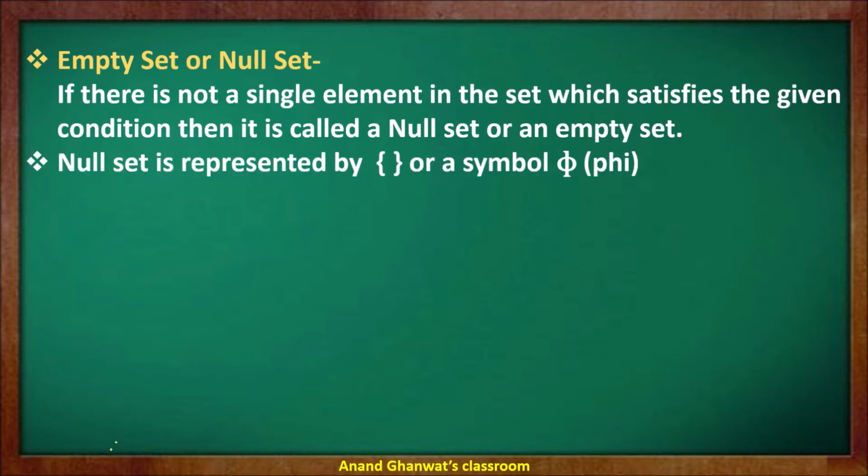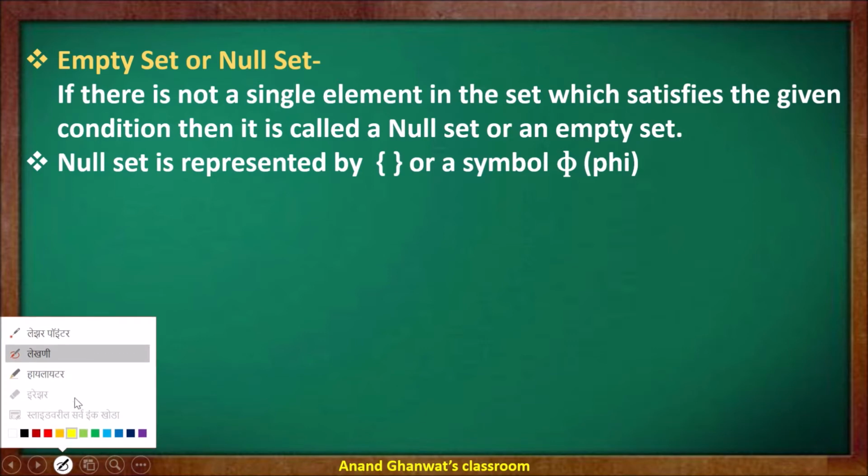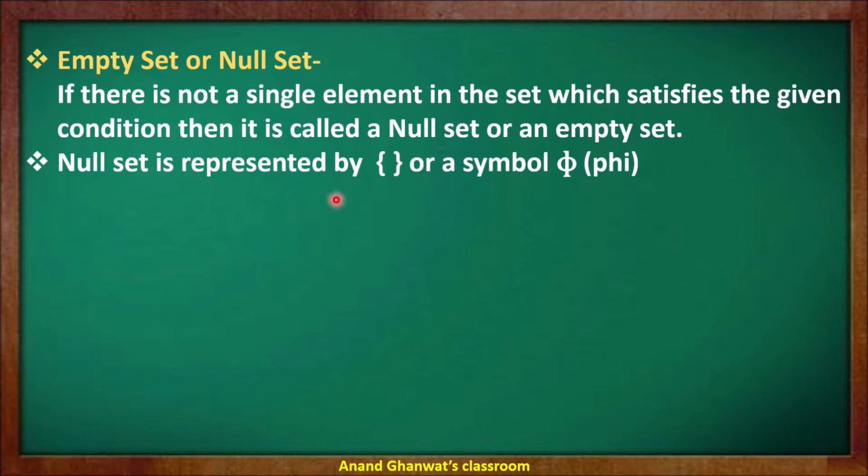Null set is represented by the blank curly bracket or the symbol phi. So phi represents a null set, or blank curly bracket represents a null set. Examples. First example, set A is equal to blank curly bracket, means there is no element in set A, therefore the number of elements in set A is 0, and therefore A is an empty set or null set.